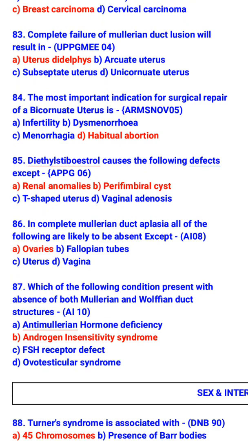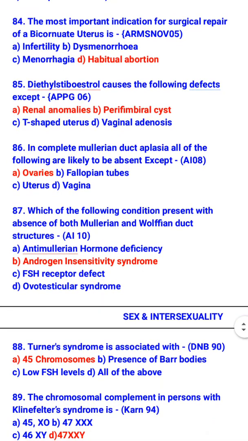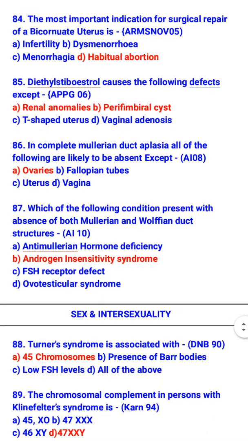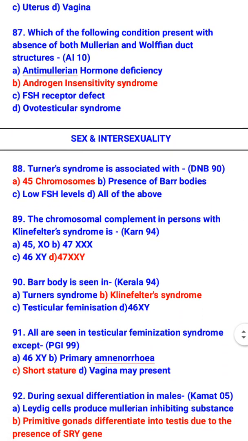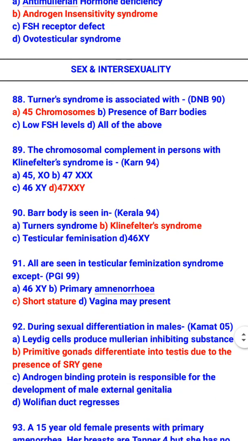Diethylstilbestrol causes the following defects except: it causes T-shaped uterus and vaginal adenosis. It does not cause renal anomalies and paraovarian cyst. In complete Mullerian duct aplasia, all of the following are likely to be absent except. So in complete Mullerian duct aplasia, fallopian tubes, uterus and upper vagina are absent while ovaries are present. Which of the following conditions presents with absence of both Mullerian and Wolffian duct structures? Androgen insensitivity syndrome. Turner syndrome is associated with chromosome 45. The chromosomal complement in persons with Klinefelter syndrome is 47XXY.